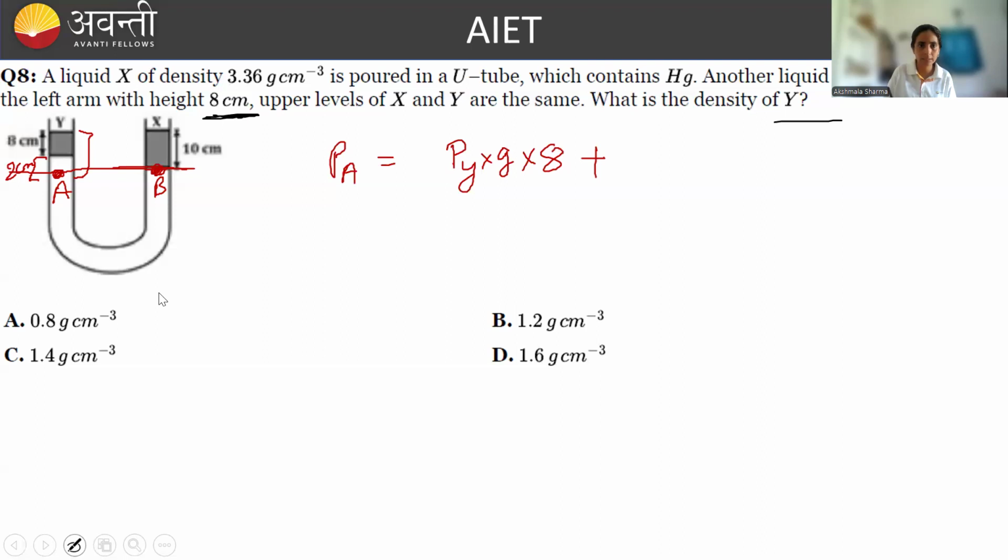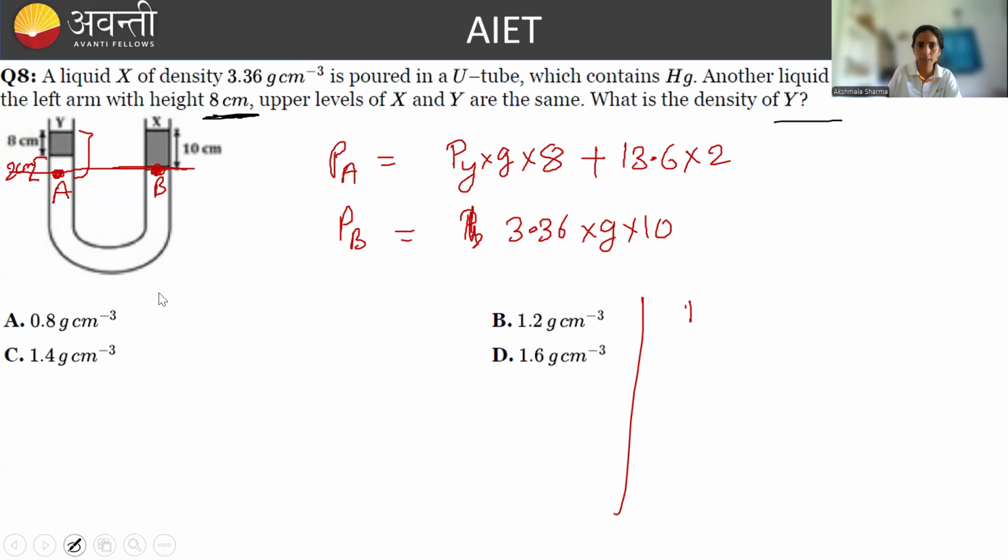Pressure at A is this plus density of mercury, which you should remember is 13.6 gram per centimeter cube, into 2. You should remember this, and you probably do since we deal with it quite a lot in fluids. And pressure here will be rho X, which is given in the question, 3.36 into g into 10. Okay. Pressure at A and pressure at B will be equal. So you equate these two.